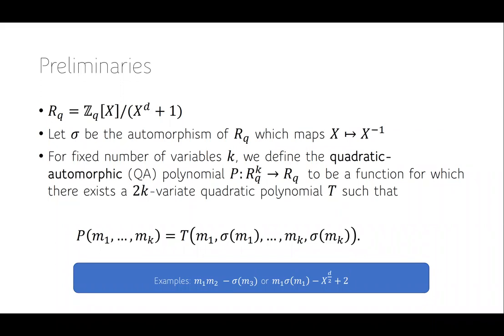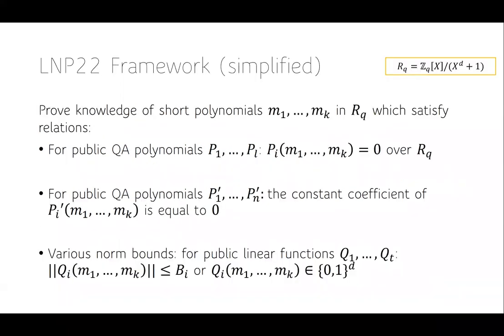So informally, just think of these QA polynomials as just quadratic polynomials, but we also introduce some sigmas around. For example, M1 times M2 minus sigma of M3, or M1 times sigma of M1 minus X to the D over two plus two. So, okay, why are they useful? Okay, that's for the next slide.